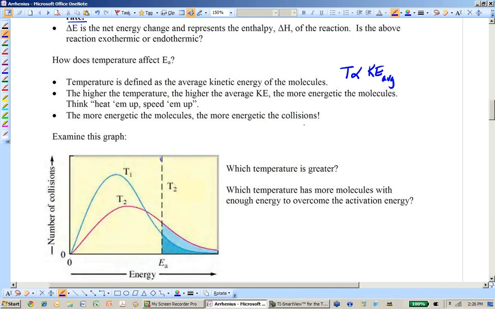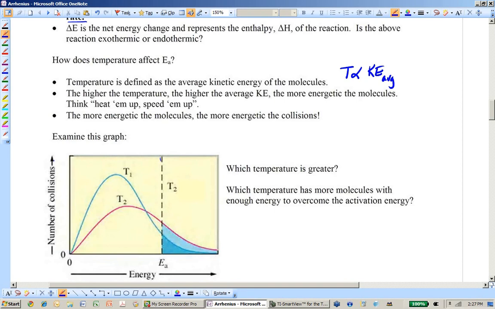So let's analyze this graph for a minute. We have energy on the x-axis, easy enough. We have number of collisions on the y-axis, easy enough. Which temperature is greater, T1 or T2? Which temperature has more molecules with enough energy to overcome the activation energy?